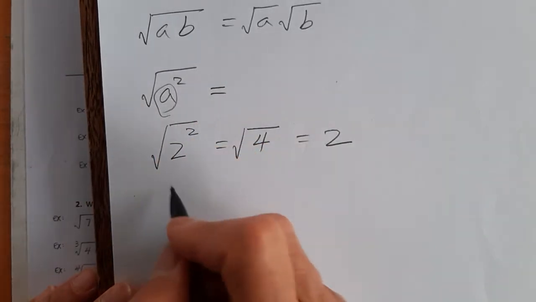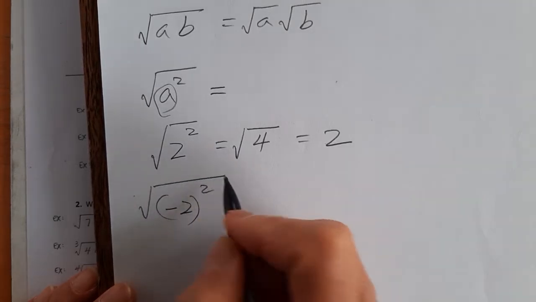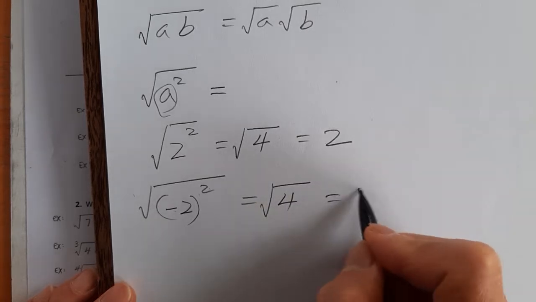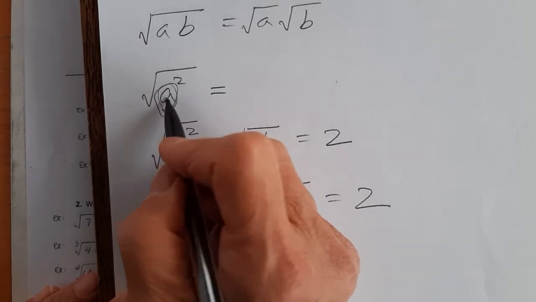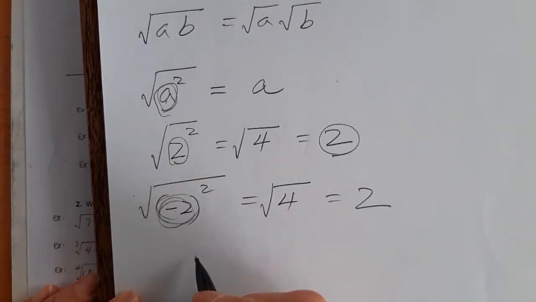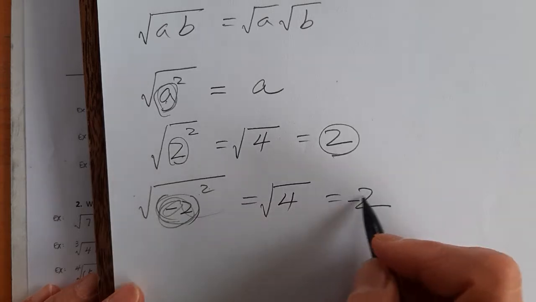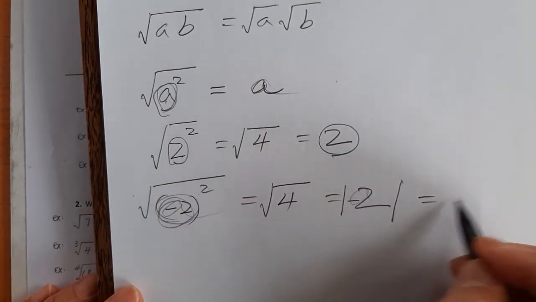And if a represents a negative number, like negative 2 squared, take the square root. Negative 2 squared is 4, and the square root is going to be 2. So if a is positive, you will get it back. If a is 2, you get 2, no problem. If a is negative, you will not get negative 2, you will get positive 2.